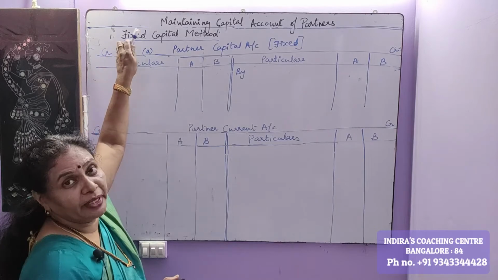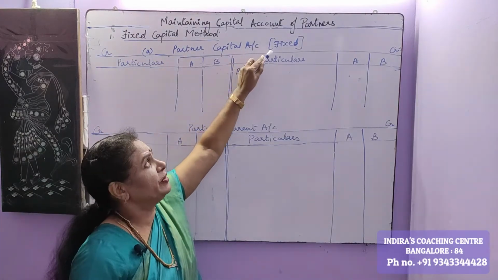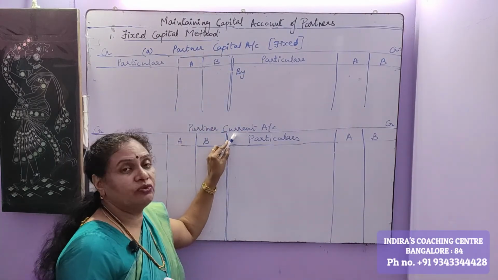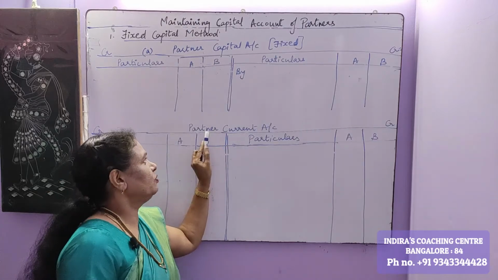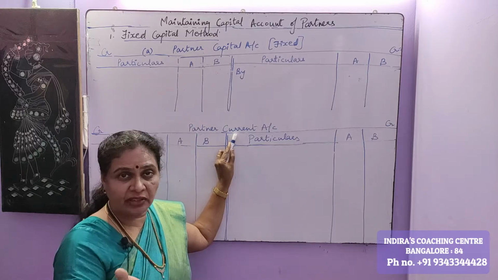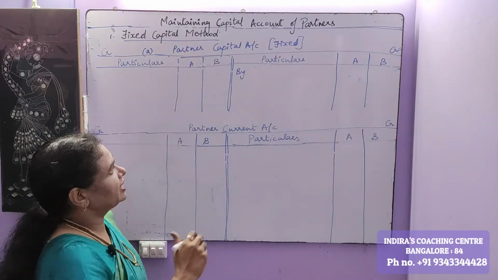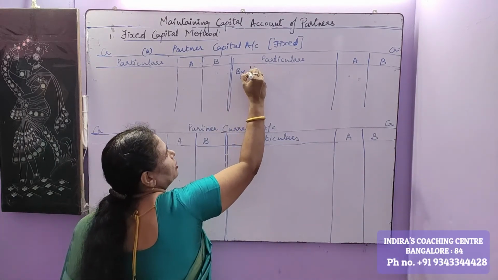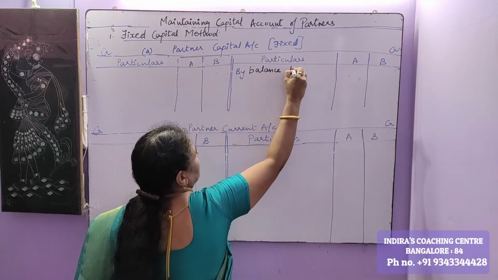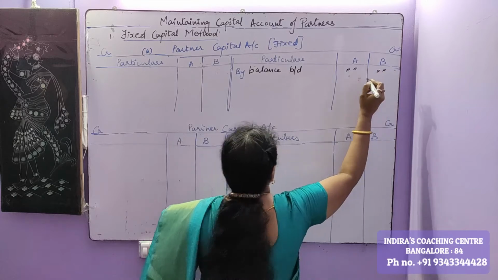Under fixed capital method, I told you there will be two accounts opened. One capital which will remain fixed and it is called partner's capital account. The other one which will be changing or fluctuating, which is called partner's current account. The word current, you think of your electricity, which will always keep fluctuating. So let me write the entries. The first entry here, this always would show a credit balance. By balance brought down. I assume A and B are partners.